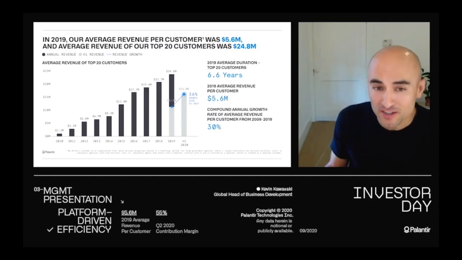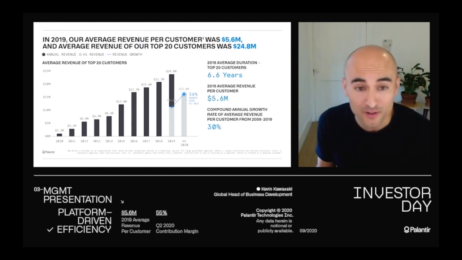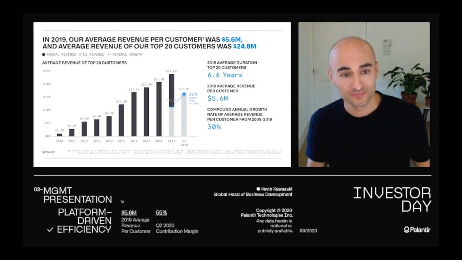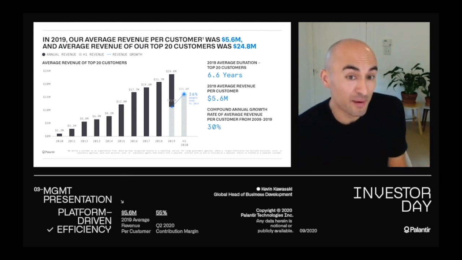Our average customer does 5.6 million of revenue per year with us, and that's grown at a compounded rate of 30%. It's pretty large on average, particularly when compared to other SaaS companies. So today we're gonna talk about one of my favorite long-term investments, Palantir. I'm gonna break down Palantir's business model for you step by step, so let's kick things off.